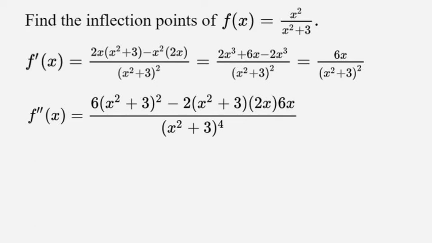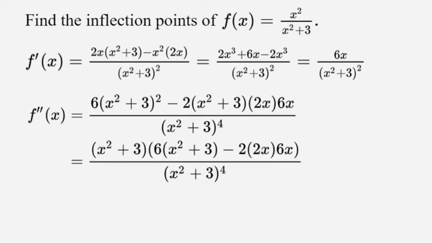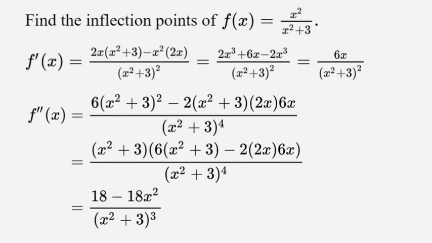And what I notice here is that those two terms in the numerator both have an x squared plus 3 in common, so I'm going to go ahead and factor that out. And so that's going to get me an x squared plus 3 out in front in the numerator. And I have an x squared plus 3 in the numerator and an x squared plus 3 to the fourth in the denominator. And so I can simplify that a little bit to get rid of the x squared plus 3 in the numerator and get left with an x squared plus 3 cubed in the denominator.